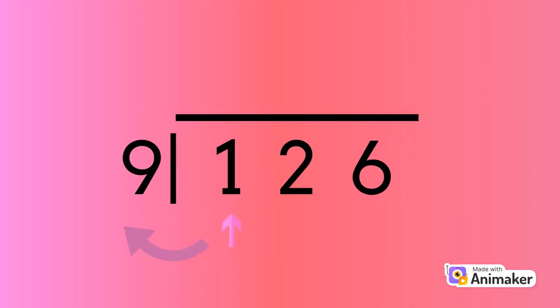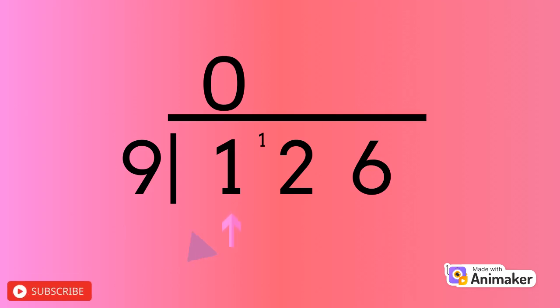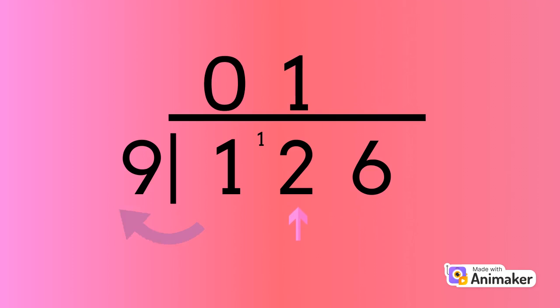First, we divide the 9 by the first number to the left. Because 9 cannot go into 1, put a 0 and put the 1 with the 2. Now, we do 9 divided by 12 as we added the 1 from just then. After, the result is 1, so we put it on the top. Then, we have the leftovers, which is the 3.